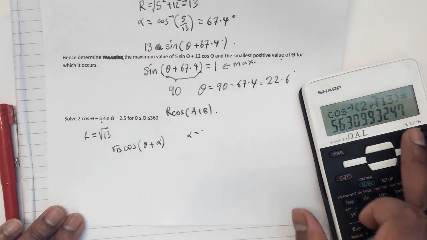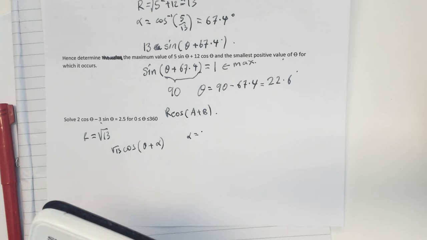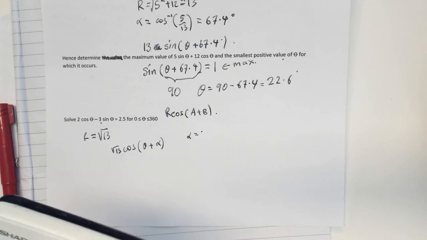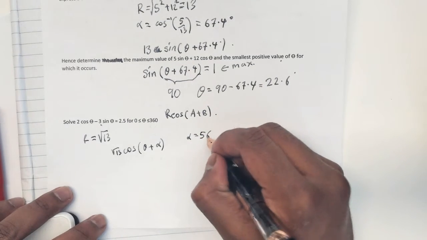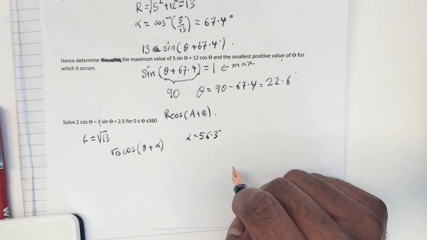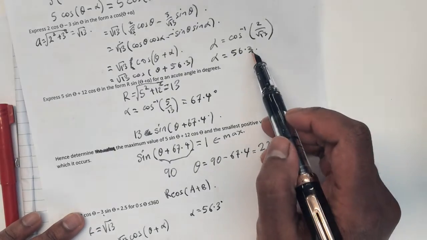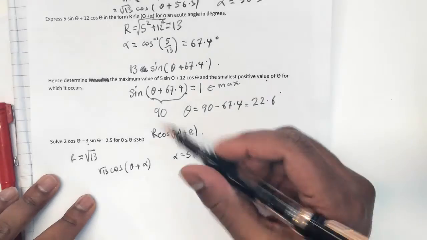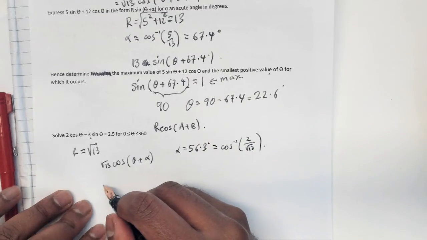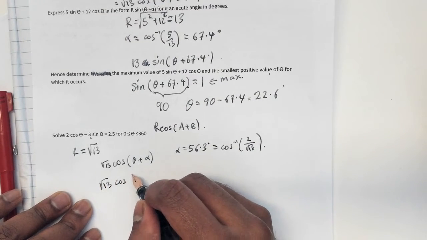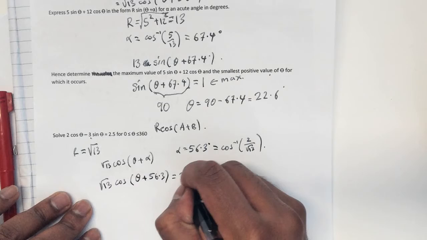2 over root 13 cosine inverse, yep. 56.3. How'd you get that? Ah, yes. It's that one there. Cosine inverse 2 over root 13. So therefore our final function is root 13 cosine theta plus 56.3, and that equals 2.5.